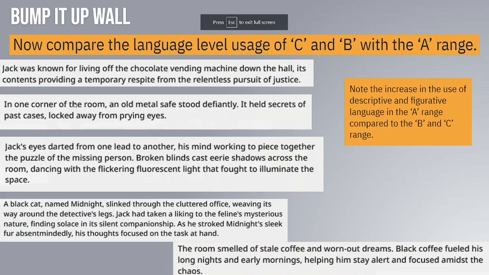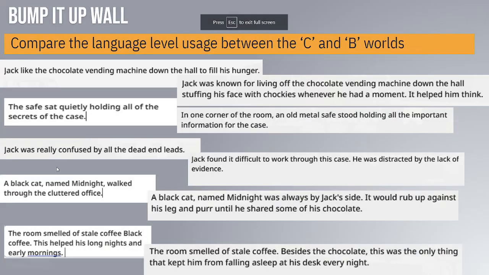Okay, so if we go back now, let's have another look at an example of the cat. Oh, wait, sorry, the character Jack. So we've got a quite basic description: Jack was really confused by all the dead-end leads. Jack found it difficult to work through this case. He was distracted by the lack of evidence. This B1 gives a little bit more detail, builds on the idea.